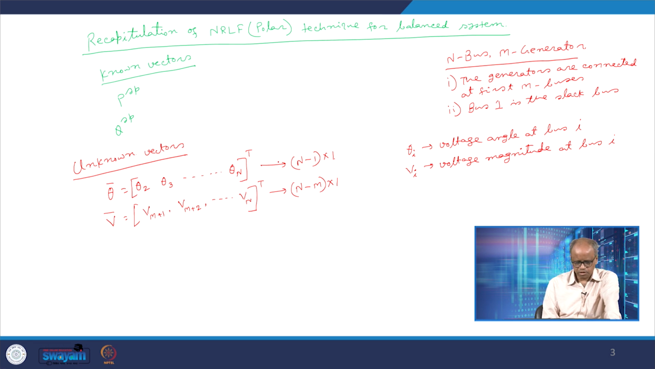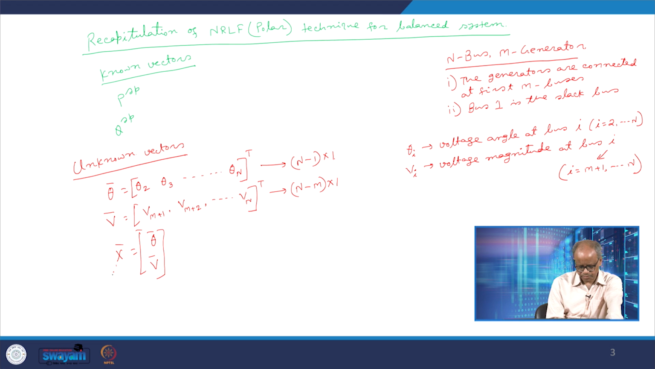So this is the notation here. Obviously in this case i varies from 2 to n, and in this case i varies from m plus 1 to n, as I can see from here. Therefore my unknown vector is theta, V, and its dimension is 2n minus m minus 1 cross 1. These are the unknown quantities.